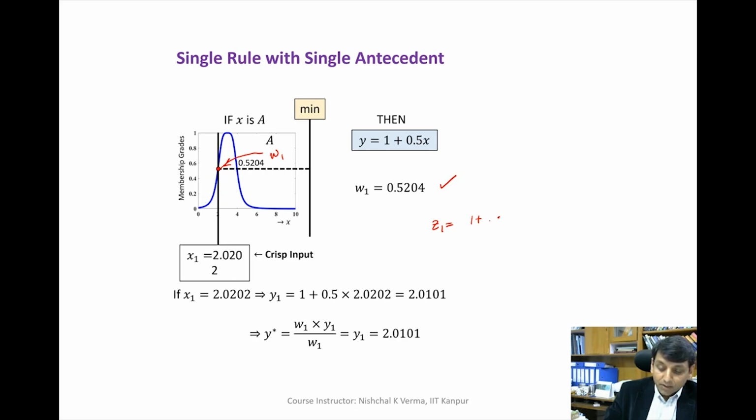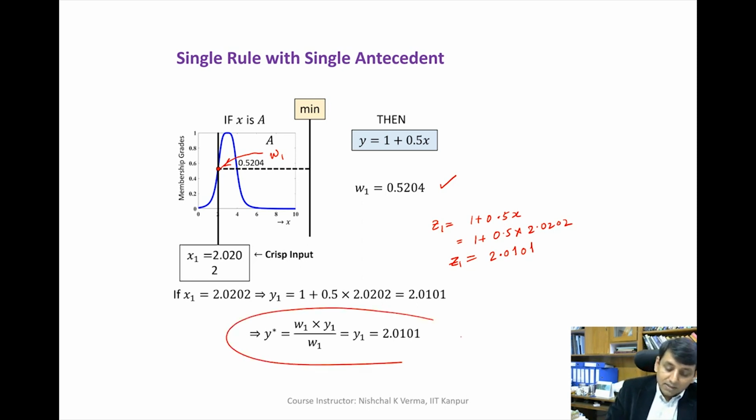1 plus 0.5 x. X we already know because we have applied this, so 1 plus 0.5 into 2.0202. So this way we get the total here is 2.0101. So we have now Z1, and since we have only one rule, single rule, the weighted average is not needed, or even if you go for this, that is going to remain the same.